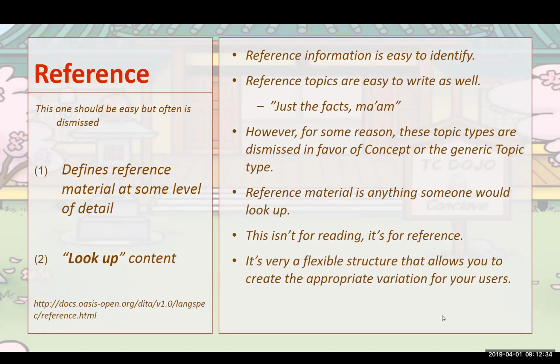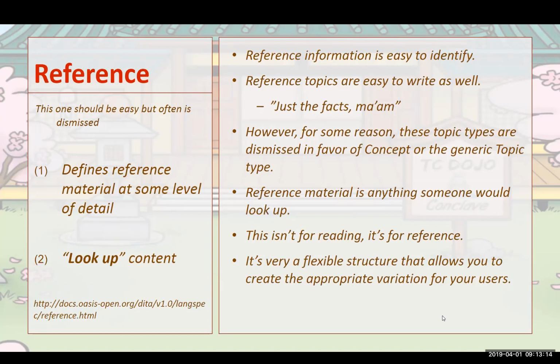So a reference topic should be written and designed as information that is easy to identify, simply the facts. Not a lot of description, background, or explaining, because somebody coming to this task isn't looking for that. They're not asking why do I want to do this? They're looking for how much do I need? What was that detail again? So think about user experience and what your user is trying to do when you write a reference topic. Also remember, this is defining reference material for some level of detail. This is look up content. It's not for reading.